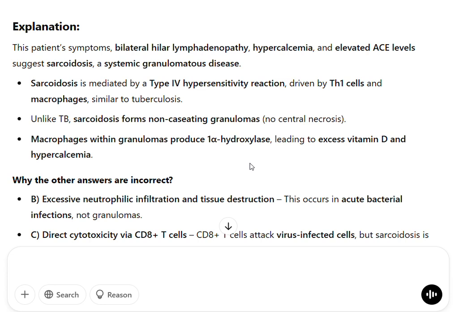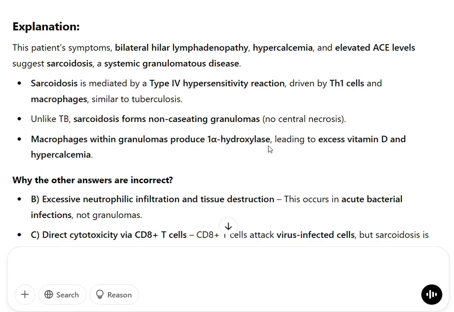D. Complement activation and immune complex deposition, seen in immune complex diseases, e.g. lupus, post-strep GN, not sarcoidosis. E. IgE-mediated mast cell degranulation. This occurs in type 1 hypersensitivity reactions, like allergic asthma or anaphylaxis, not granulomatous diseases.